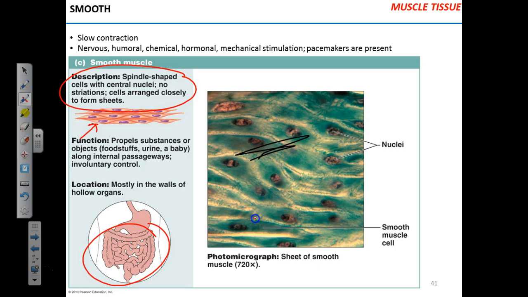Finally, smooth muscles: involuntary, controlled, non-striated. Each cell has its own nucleus. Contract slowly, can be stimulated by nerves, hormones, chemicals, mechanical stimuli. Okay? For muscles, compare control, stimulus, nervous or more than that, and structural features: striations, yes or no, number of nuclei, branching. Does that make sense?